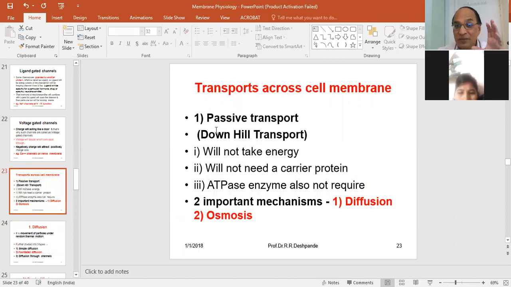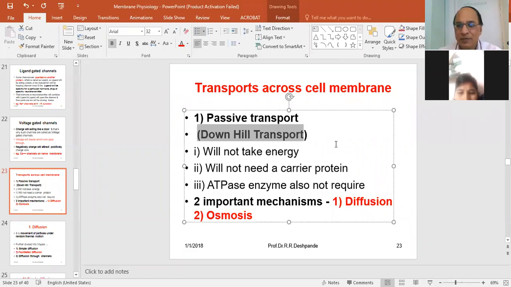Now, actually the transport, if it is an SAQ, then you can start directly from here. Transport is passive transport and active transport. Passive is also called downhill transport. You understand? Downhill. We climb uphill and we can come down from the uphill. When we are climbing, it requires more energy. But when we are coming down, we are running happily. Oh, I can run easily.